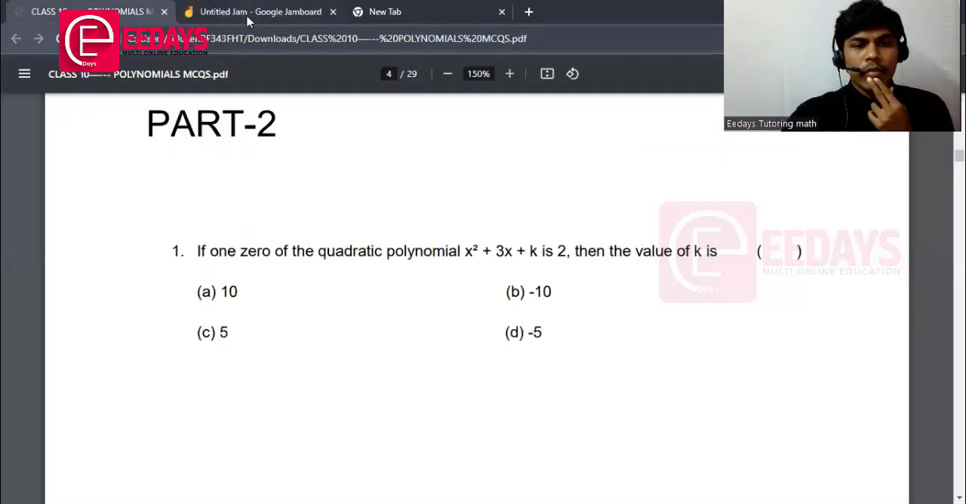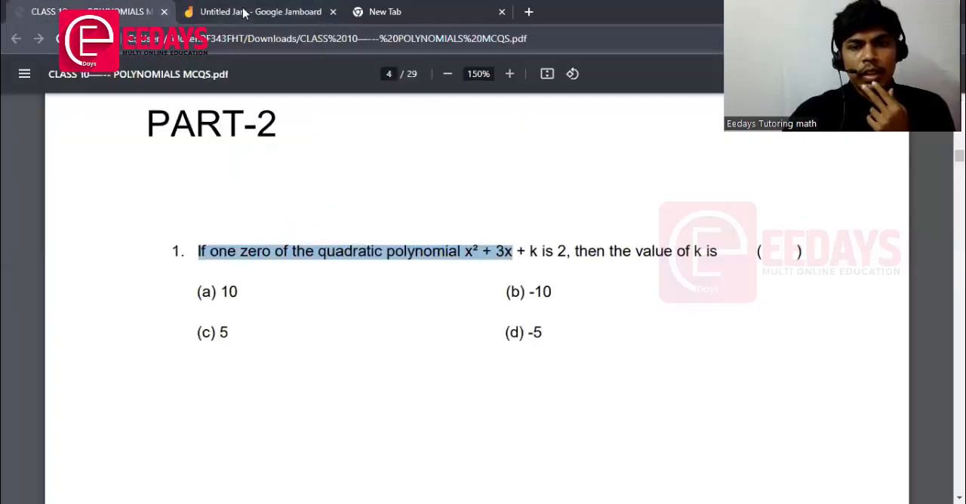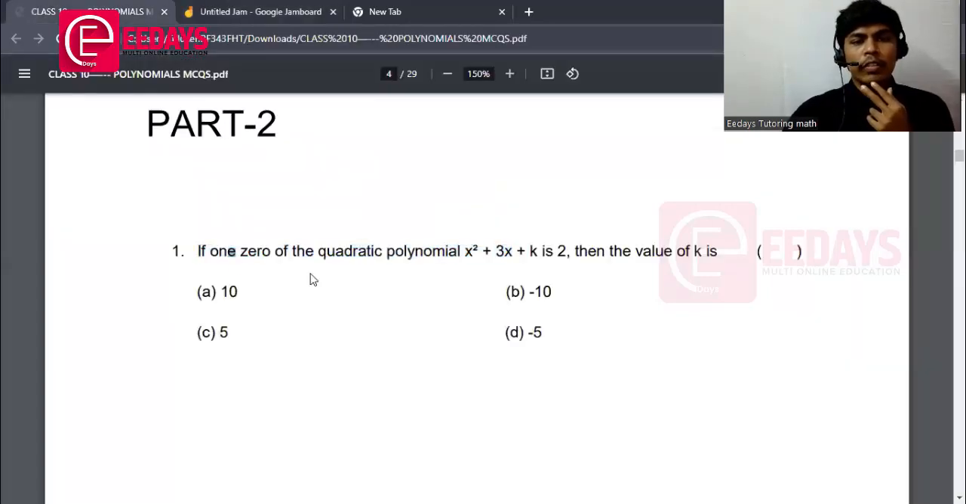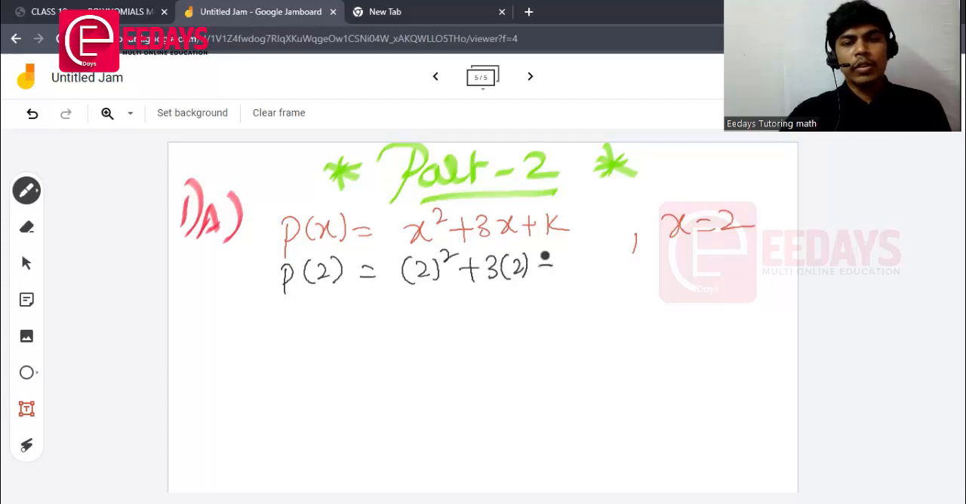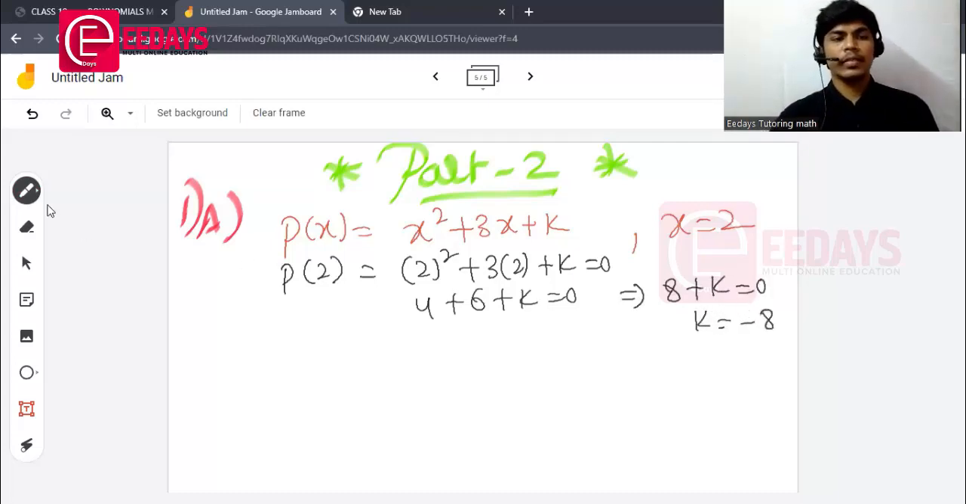They said one of the zeros of the quadratic equation. First of all, the quadratic equation p of x is equal to x square plus 3x plus k. One of the zeros is already given, is equal to 2. So x is equal to 2. You just substitute over there. So p of 2 is equal to 2 square plus 3 into 2 plus k is equal to 0. 2 square is nothing but 4, 3 into 2 is 6, plus k is equal to 0. 2 plus 3, that is 8. 8 plus k is equal to 0. And k is equal to 8, if we transfer to the other side, becomes minus 8. Okay. Option A, k is equal to minus 8.